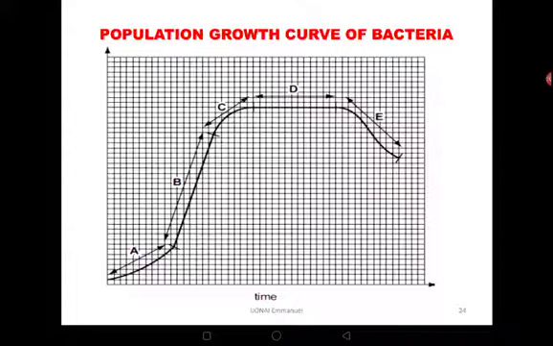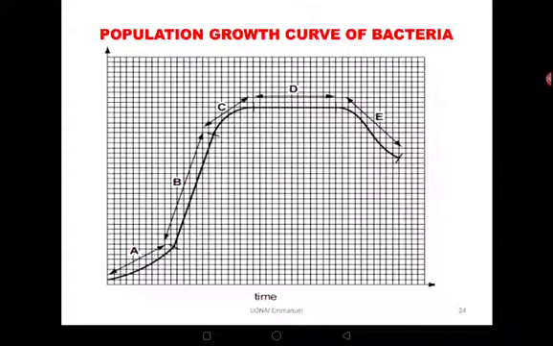Then part D, you can see that there is a slow population growth, or even largely a constant population. There is no increase, no decrease. So what can explain that? If the population is not increasing or decreasing, it means that the number of organisms produced is equal to the number of organisms dying. The death rate is equal to the birth rate. That is what makes the curve flat at that point.